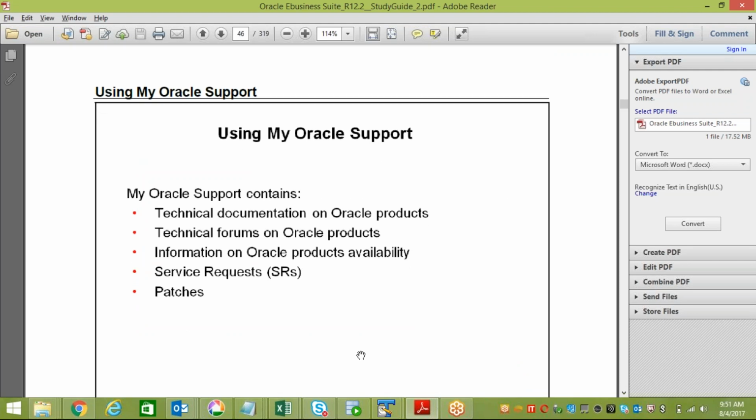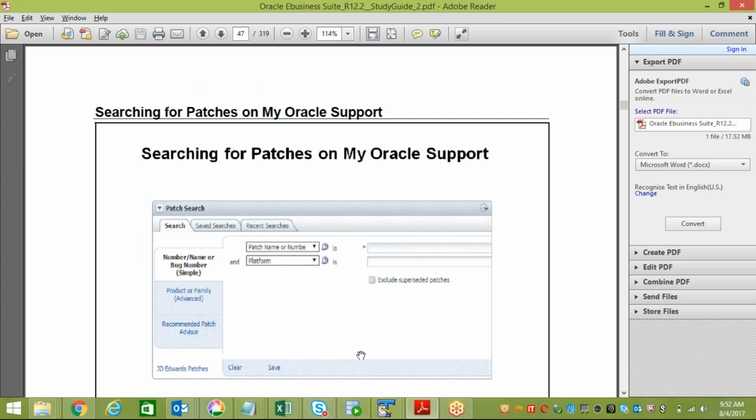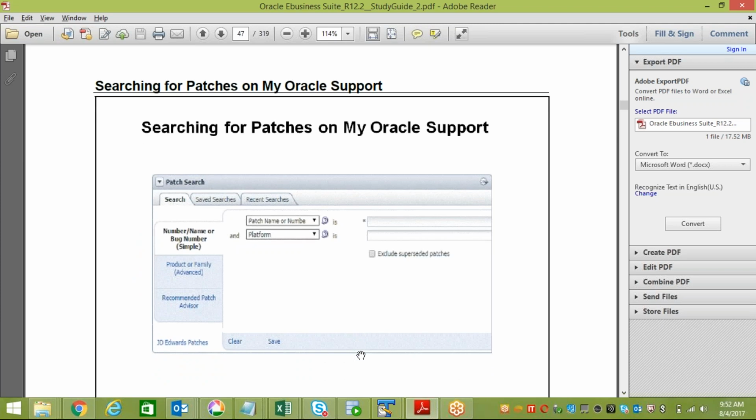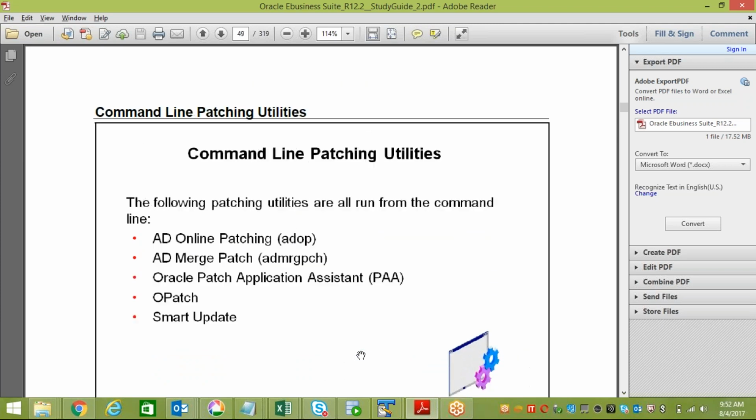So My Oracle Support contains the technical documentation on Oracle products. The technical forums are there to discuss and get information about product availability, and service requests and all patches and so on. So you can get all this information. It will be like this. The patch number, platform. If you select, you would be getting.